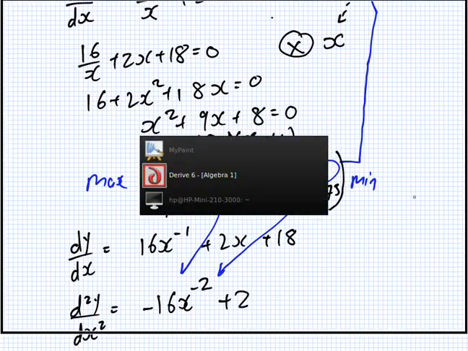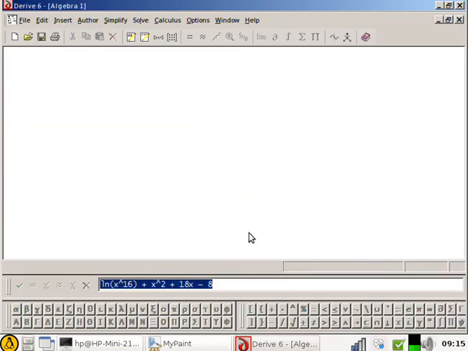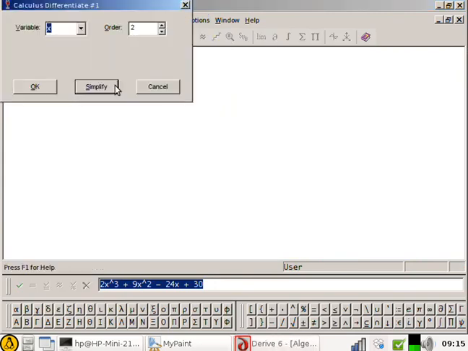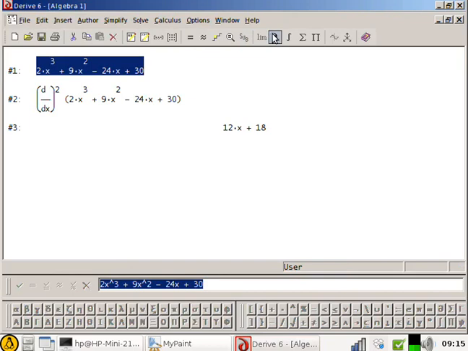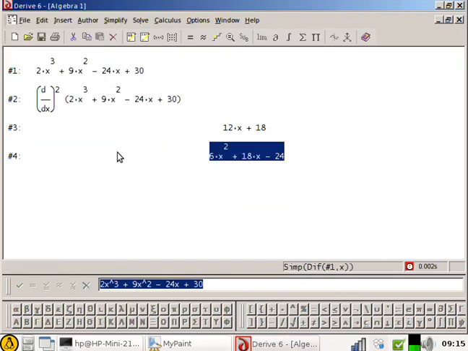Just call out the cubic equation for me. What is it? Y equals 2x cubed plus 9x squared minus 34x plus 30. And this is X, by the way. Okay. So I should have differentiated once first. Okay, there it is there.